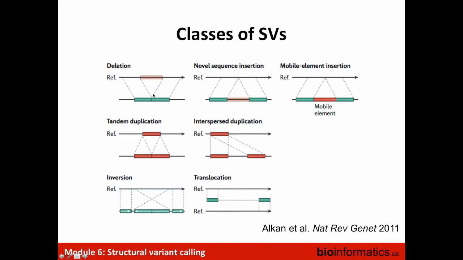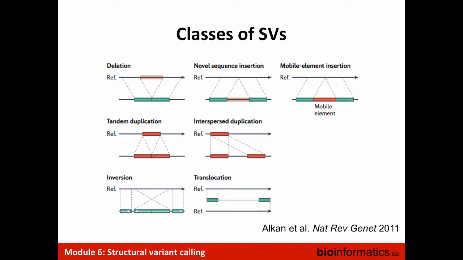It's a visual representation of all of this. So deletion, so you've got the reference genome. We're going to be seeing lots of these types of plots. With a reference genome, if you have a deletion, obviously you're losing a piece of DNA. A novel insertion or mobile element looks quite similar: the genome that you're sequencing actually has this extra DNA here. Then there's tandem duplication, interspersed duplication, an inversion that would simply reverse the strand of a particular piece of DNA, and a translocation, which is here.